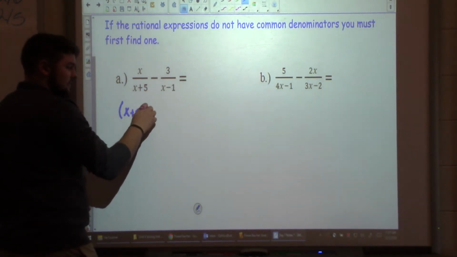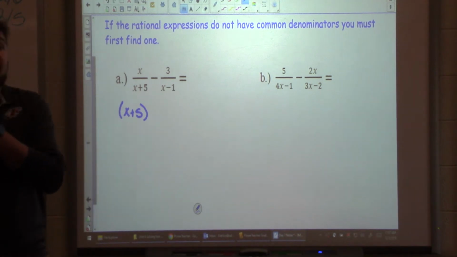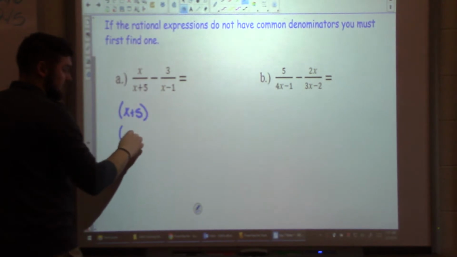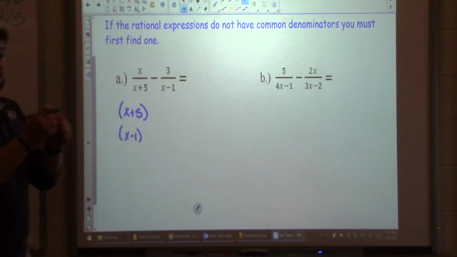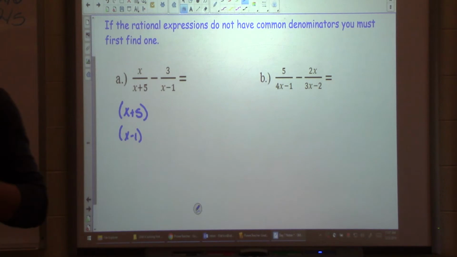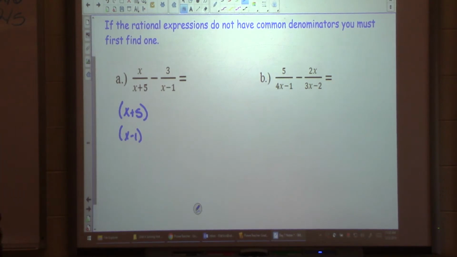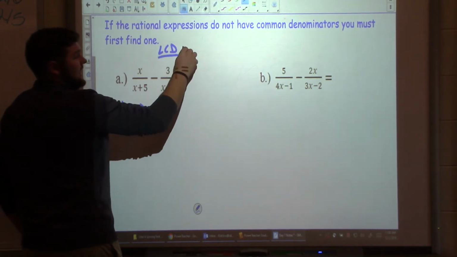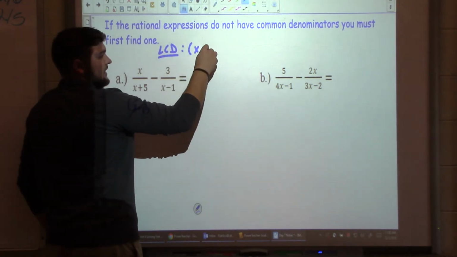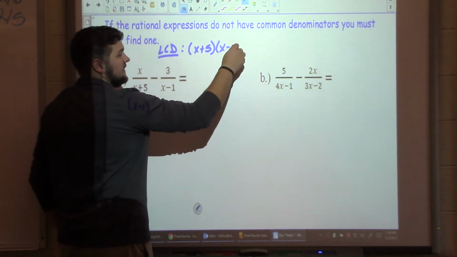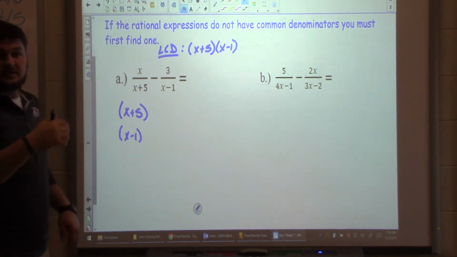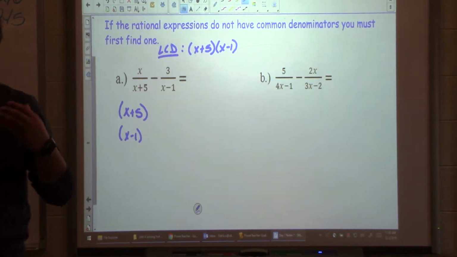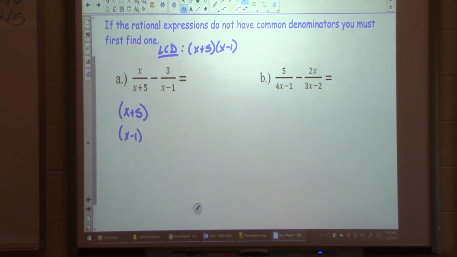x plus 5. That's a whole term. Remember when we talked about that? X plus 5 is a whole term. X minus 1 is a whole term. It's one factor. So do they share any factors or any terms? No. So to find our least common denominator, we'd multiply by everything left over, which would be x plus 5, x minus 1. So in this case, because each of these is its own separate term or factor, we're just going to multiply them together to get our least common denominator.